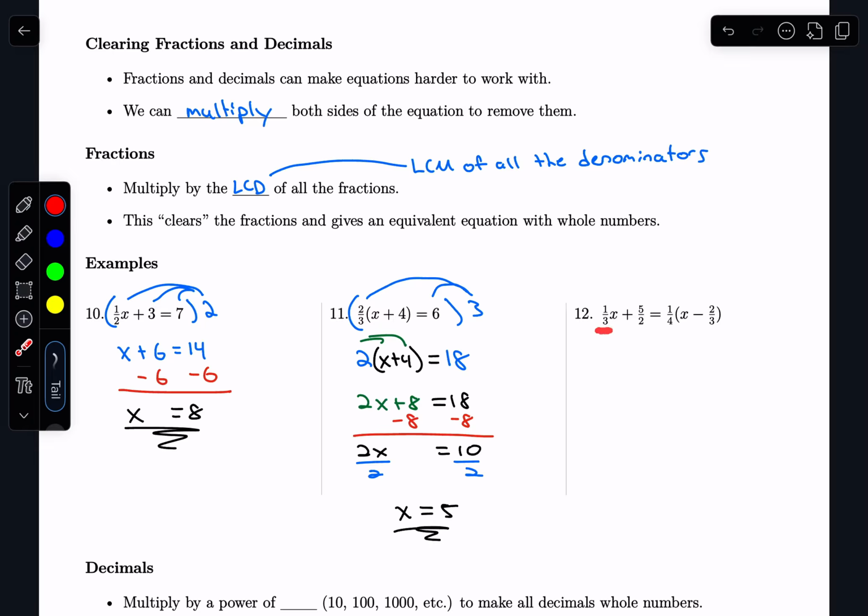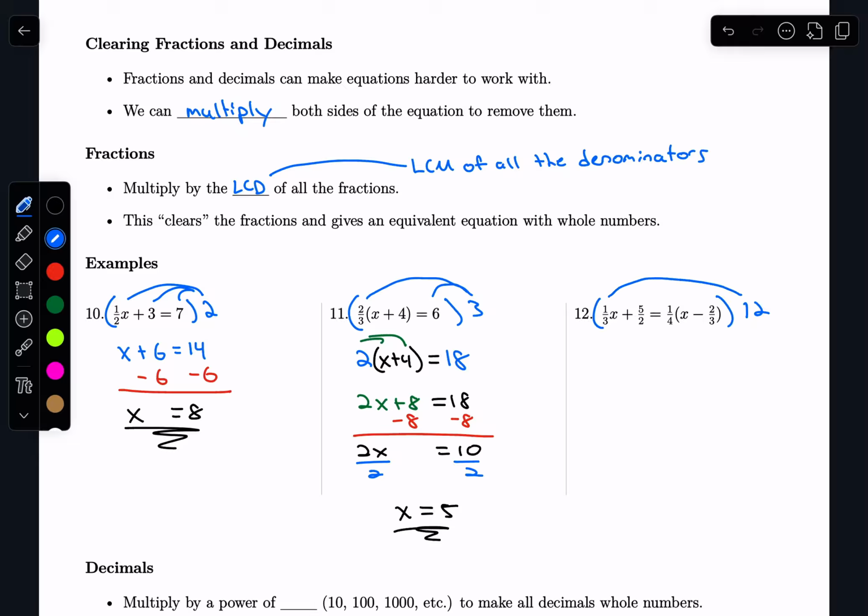I only need to focus on the fractions that are outside of parentheses right now, because whatever I multiply by is going to get distributed to just those things that are not in parentheses. So even though there's a 2/3 in parentheses, I don't actually care about it right now. If I wanted to worry about that 2/3, I would do it in the next step after I've already gotten rid of these fractions. So the least common multiple, or the least common denominator here, is 12. The LCM of 3, 2, and 4 is 12.